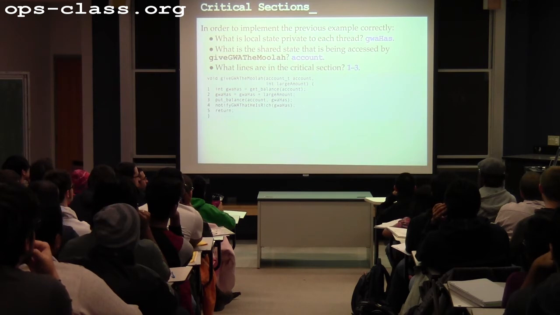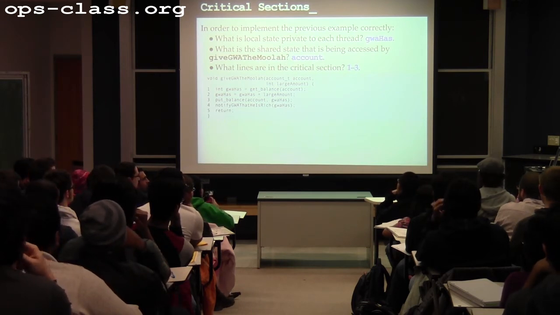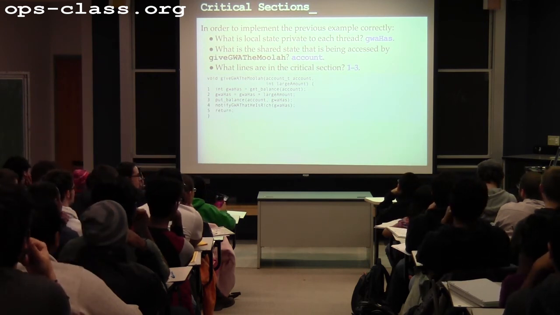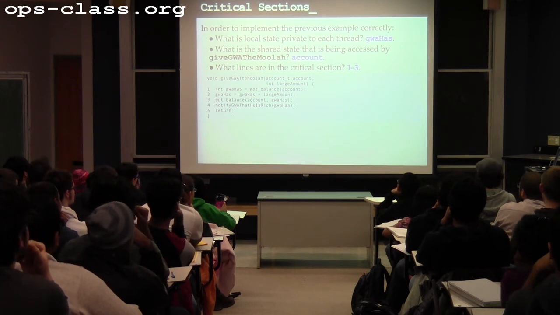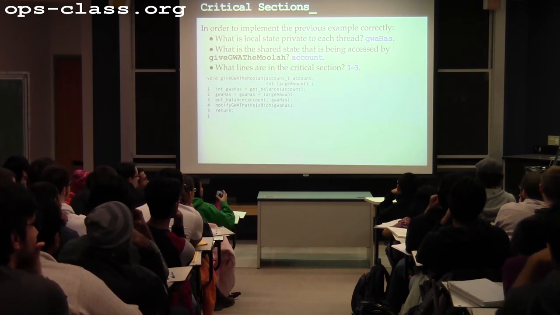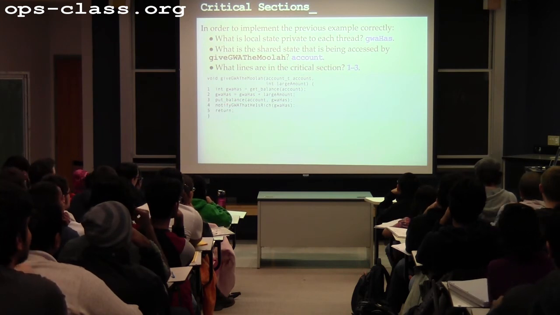How many people think that works? How many people think it doesn't work? Okay, Mac, why doesn't it work? Because if you don't have a critical section from 1, 2, 3, the other thread could get the account after you got the balance in the account, and then it could put a new balance in there. Awesome. Yeah, I need to make sure that my local variable stays in sync with this global variable.